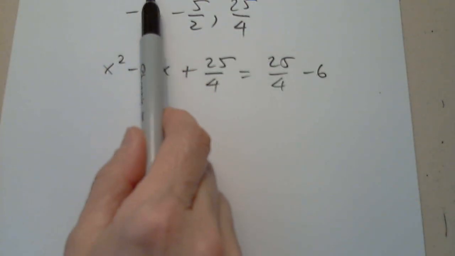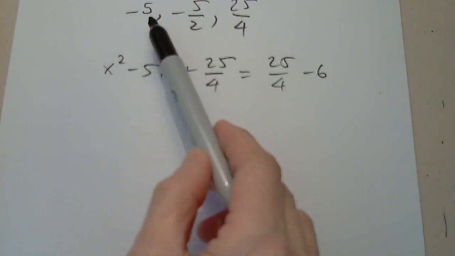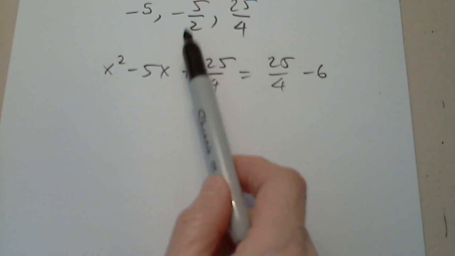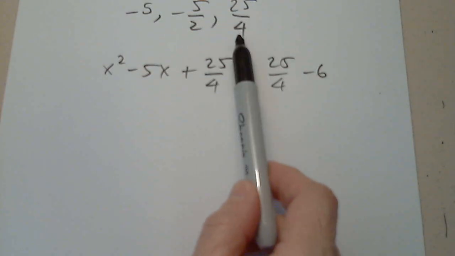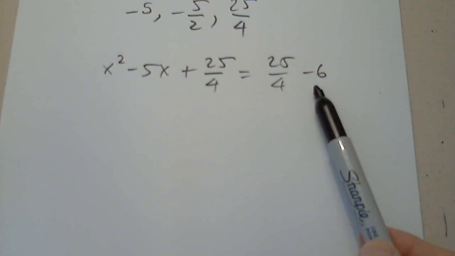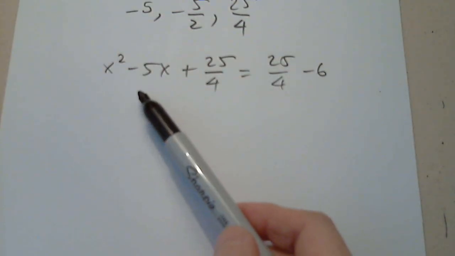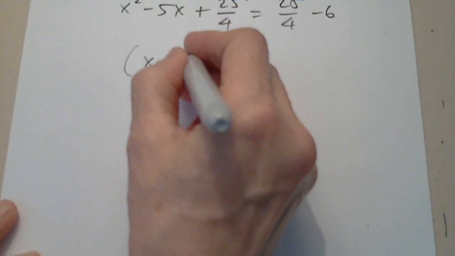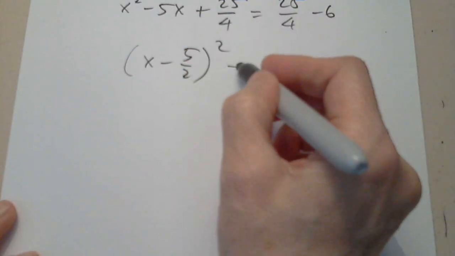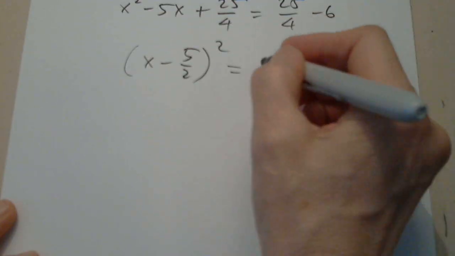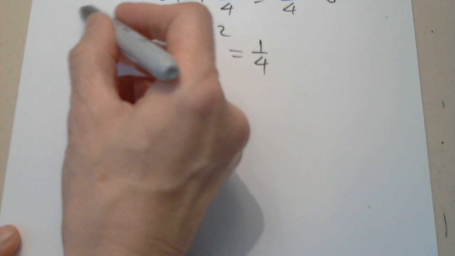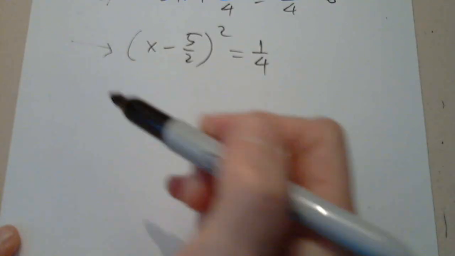So again, complete the square. Negative 5. I divide negative 5 by 2. I square negative 5 halves. And this is the number I have to add to both sides. And I move 6 to the other side. It was positive, it becomes negative. The left-hand side is the perfect square we just talked about. Equals 25 minus 24 over 4. So I used completing the square, and now I have to use taking square roots.